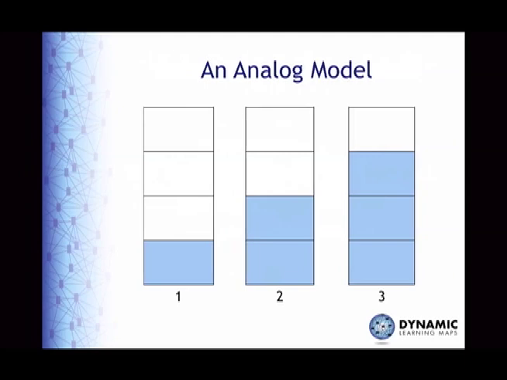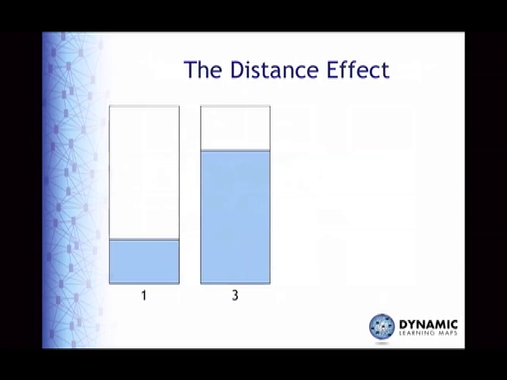However, in the analog model, we can see how 2 has 2 ones within it, and that 3 has the quantity of 2 and another one within it. Research is extremely clear that it takes much longer to decide on the larger of two numbers that are a small distance apart than to decide on the larger of two numbers that are a greater distance apart.